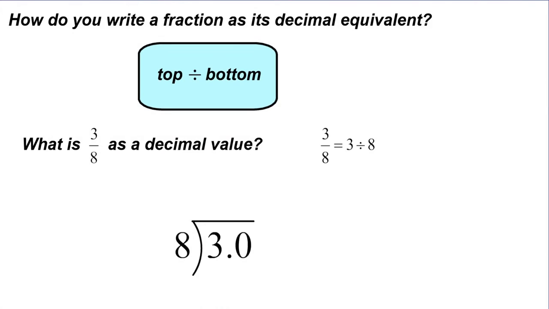Top divided by bottom, or the numerator divided by the denominator. That is going to convert a fraction to its decimal equivalent. So here I have an example. What is 3/8 as a decimal value? How do you write 3/8 as a decimal?